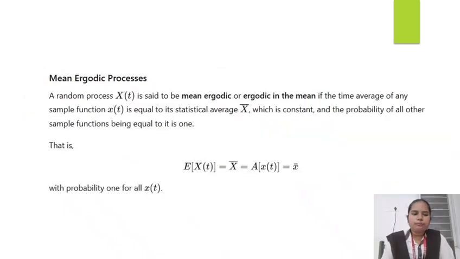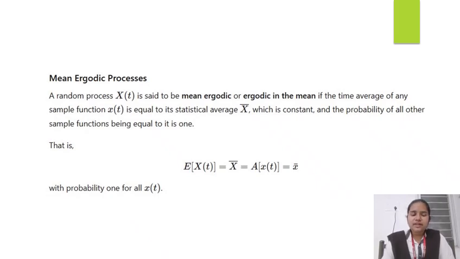Mean ergodic process. A random process x of t is said to be mean ergodic, or ergodic in the mean, if the time average of any sample function x of t is equal to its statistical average x bar, which is constant, with probability 1. That is, E of x of t equals x bar equals A of x of t equals x bar with probability 1 for all x of t, where E represents the expectation of x of t.